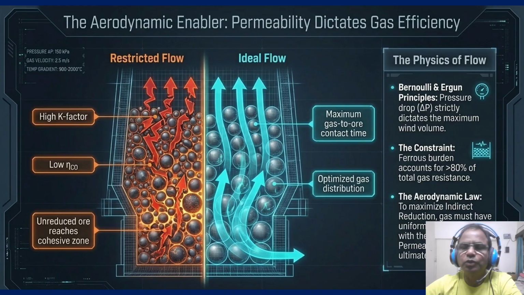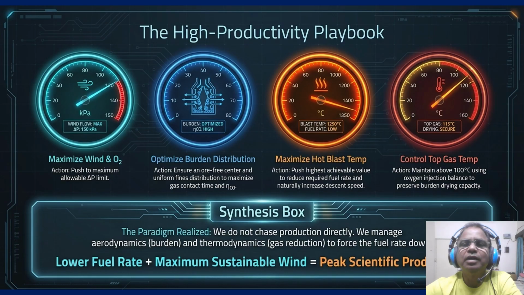Coming to this slide, where we conclude with the high productivity playbook. Look at these four gauges like the dashboard of a high performance engine. From left to right, we maximize wind and oxygen to hit the delta P limit. We optimize burden distribution to ensure an ore-free center. We push the hot blast temperature to the highest achievable value to naturally speed up descent, and we control top gas temperature to preserve drying capacity.